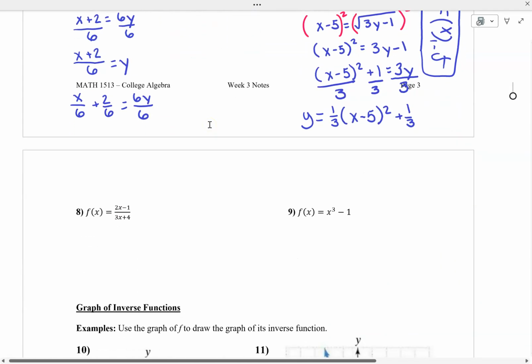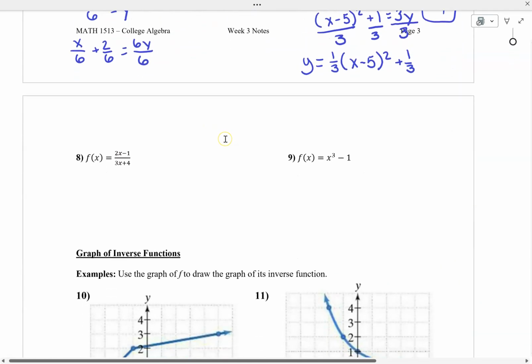Okay, now if you would like to, you are more than welcome to pause the video and try these out. That is your call. But if not, let's get started. So for this number 8, first things first, we have to substitute a y in. So y equals 2x minus 1 over 3x plus 4.